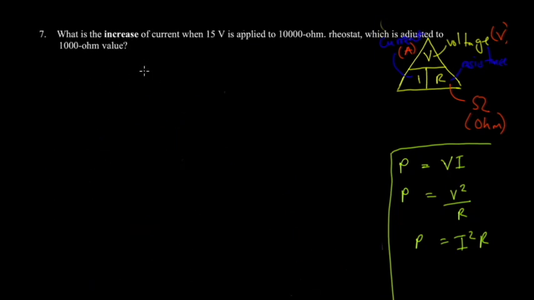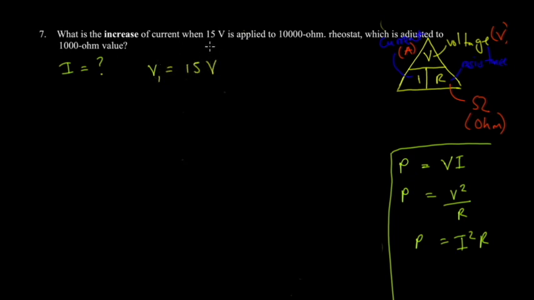Next question says, what is the increase of current when 15 volts is applied to a 10,000 ohm rheostat, which is adjusted to a 1,000 ohm value? Okay, so initially you'd have to calculate what the current would be initially. So we want current, that's what we don't have. And what do we have? We have voltage equal to 15 volts.